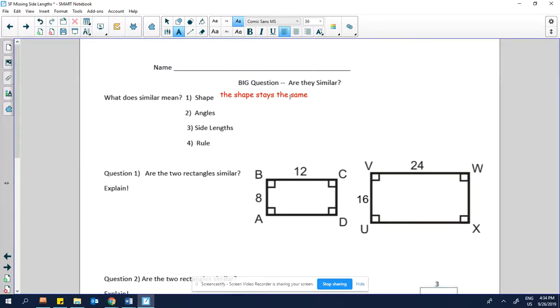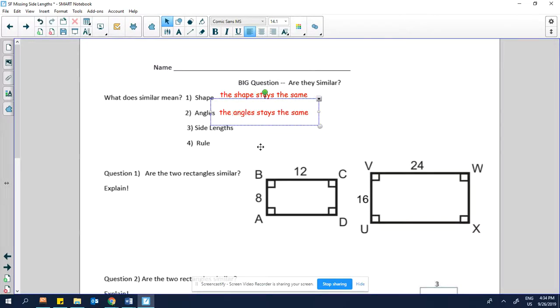And we had a homework question that looked like that, where one was like an octagon and one was a star. And they were not similar because they were different shapes. Okay, and what happens with the angles? The angles also stay the same. The side lengths, they do not stay the same.